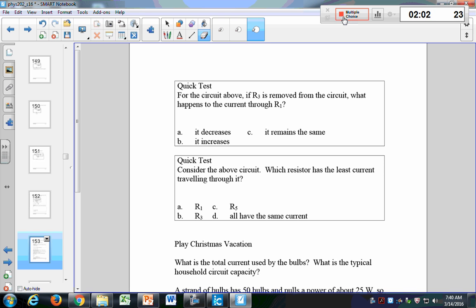What is it about two parallel branches? How do they act with regards to one another? If I change one, how does it change the other? It doesn't change the other. Parallel branches are entirely independent of one another. So if I change one parallel branch, the other parallel branch doesn't change at all. All right, I'm going to stop at 2:32.